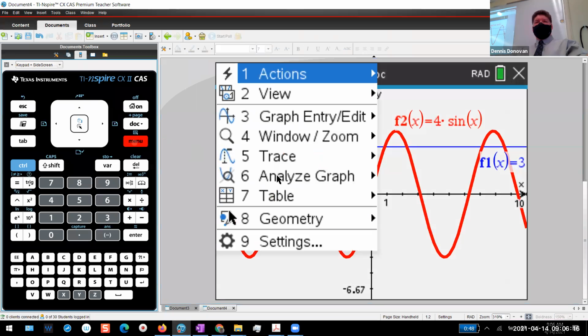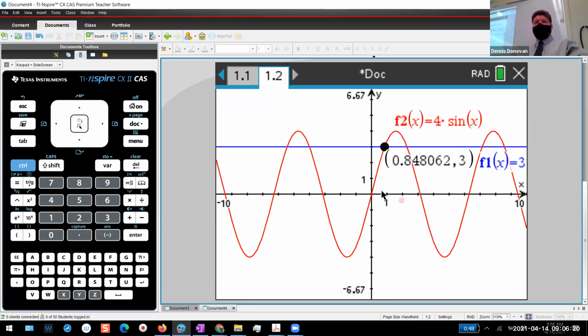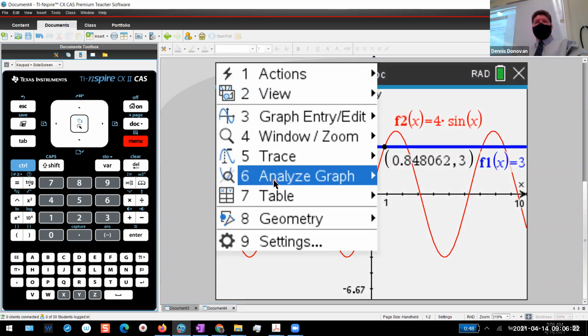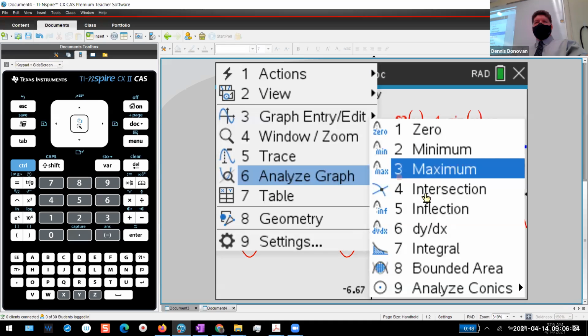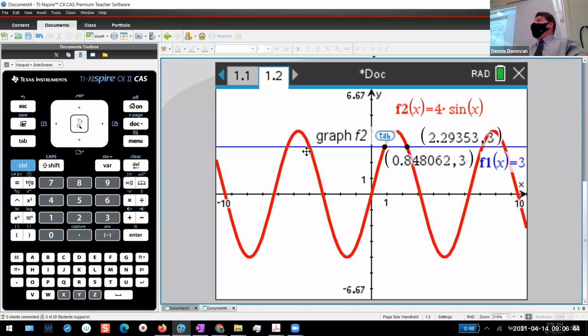So if we do our intersections here, that looks good. And that looks good. So both of those meet the criteria. Those are the two intersection points. Okay. And what are we doing? We're solving for sine of x equals 3, aren't we? Well, we know how to do that. And you can do it.